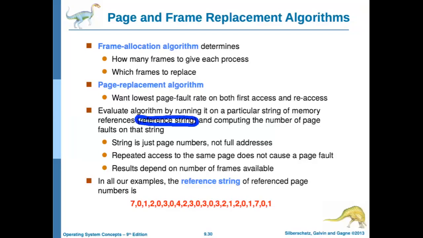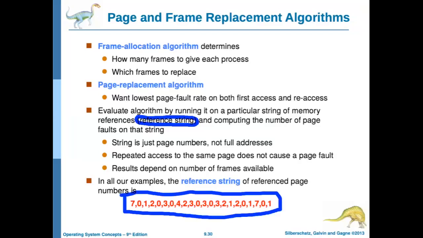Okay, so a reference string is created just by taking a list of page numbers. It is just page numbers and not full addresses. So for example, if you see it here at the bottom in red color, 7 means my process needs page number 7, then my process needs page number 0, then page number 1, then 2, then again 0, then 3, then again 0, then 4, then 2, then 3, something like this.